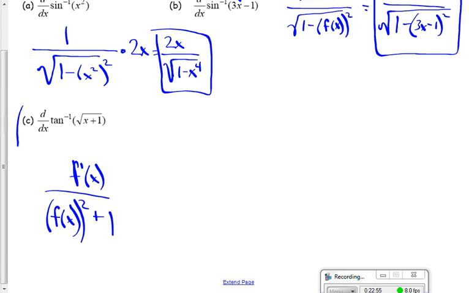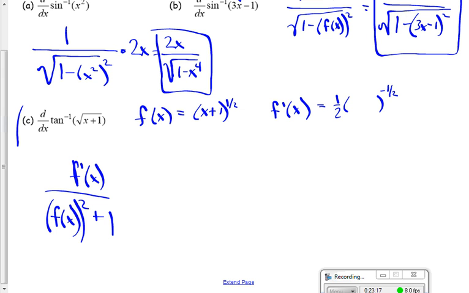Now, what I might do here is I might say that f of x is equal to x plus 1 to the 1/2 power. That's a square root function for f. And we need to write out f prime. If that's f of x, we got chain rule here. F prime of x is 1/2, leave the inside the same, to the negative 1/2, times the derivative of the inside. What goes in here in parentheses? X plus 1. What goes out here is the derivative of x plus 1. 1. Okay?